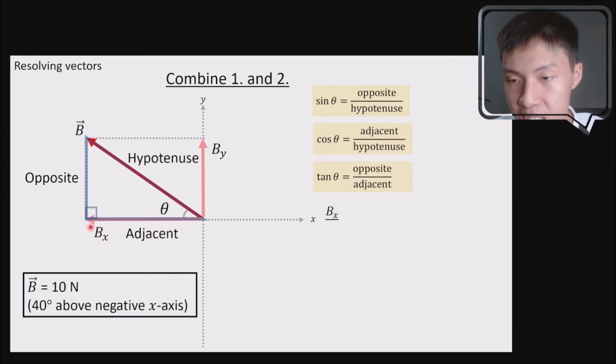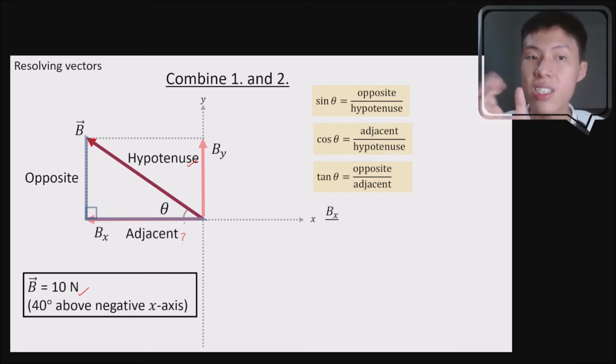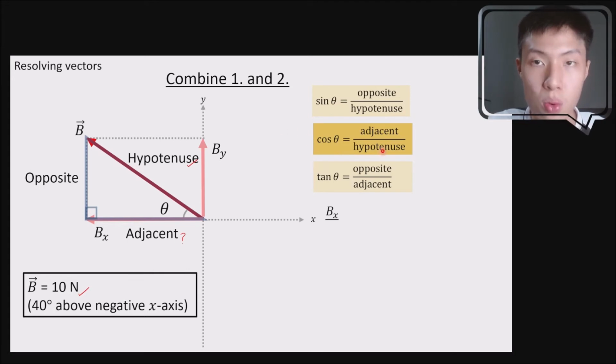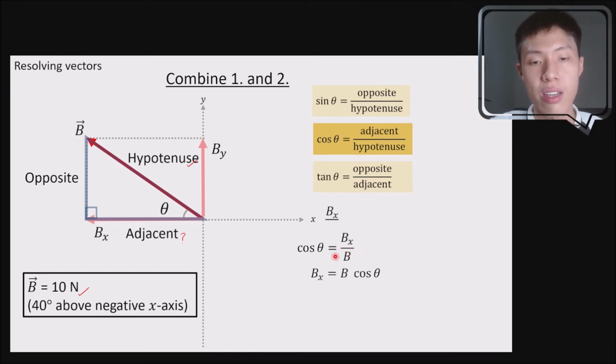Okay, Bx here is right on top of the adjacent side of the triangle. So we know that what we want to find is the adjacent side. What we are given is the hypotenuse, which is 10 Newton. So which equation should we pick? The one with adjacent and hypotenuse. So this cos theta is the equation that we're going to pick. Bring it down, substitute the adjacent with Bx, substitute the hypotenuse with the magnitude of vector B, which is just B without the right arrow. Then rearrange the equation, bring the B to the side.